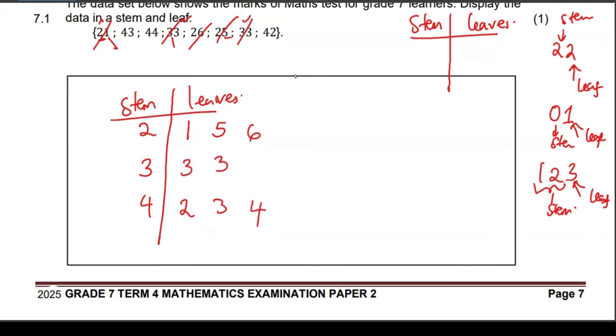So the stem together with the leaf. Sometimes you can be asked to put a key and tell us that 2|1 means 21. All right, so that is your stem and leaf representation.